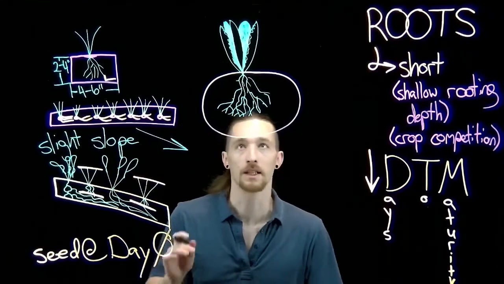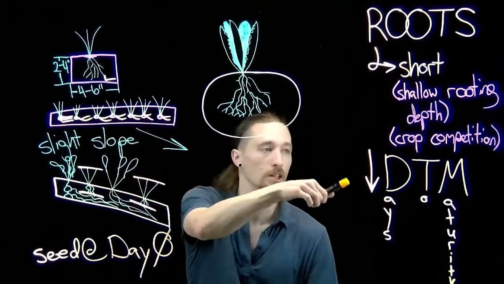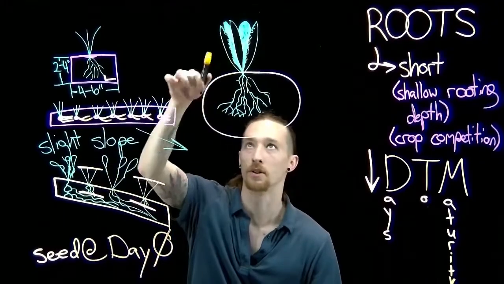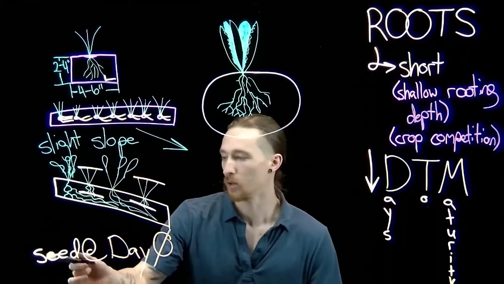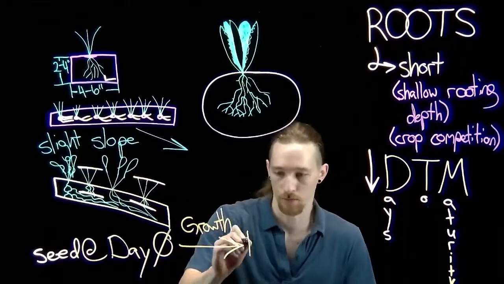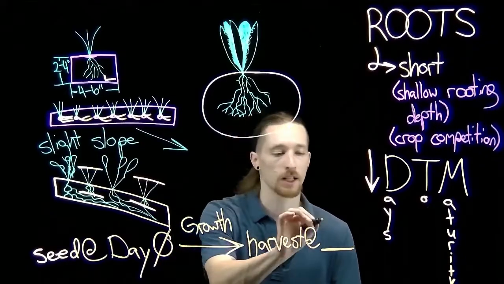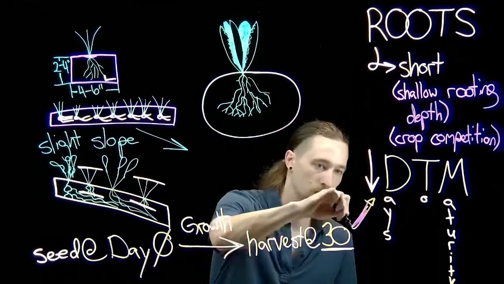So for example, lettuce is a perfect crop for this scenario. It has a low days to maturity, it is of smaller stature and has shorter roots. So if we're seeding at day 0, then we have growth until harvest. Whatever this day of harvest is, let's say 30 for lettuce, this is your DTM.